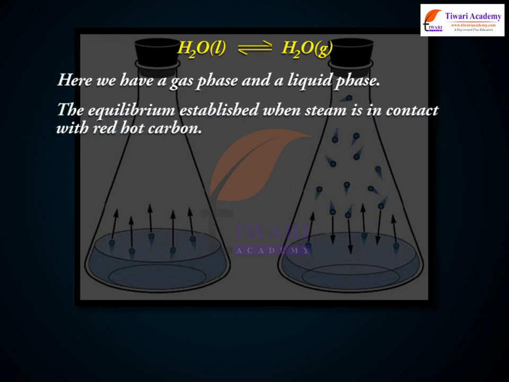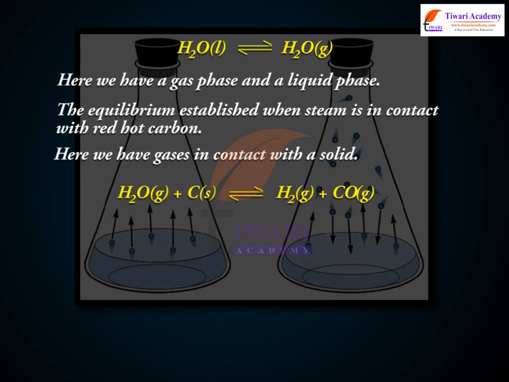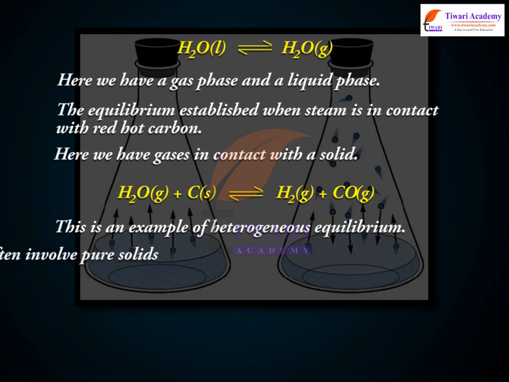The equilibrium established when steam is in contact with red-hot carbon. Here we have gases in contact with a solid. H2O gas plus C solid in equilibrium with H2 gas plus CO gas. Reversible reaction. This is an example of heterogeneous equilibrium.